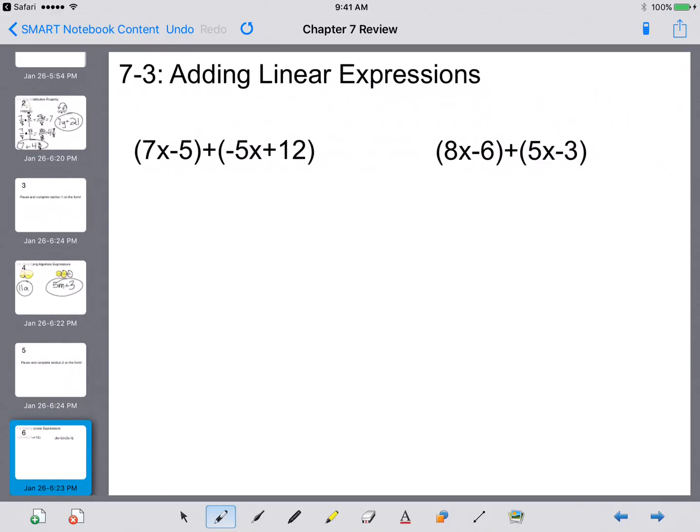Rolling right along here, we're on to Section 7.3, adding linear expressions. So when we add linear expressions, we just combine our like terms. There's nothing really special that we need to do. So starting off, you got to circle your terms in your sentence. We have 7x. We have a minus 5. We have a minus 5x. And we have a plus 12. Our like terms being 7x and minus 5x.